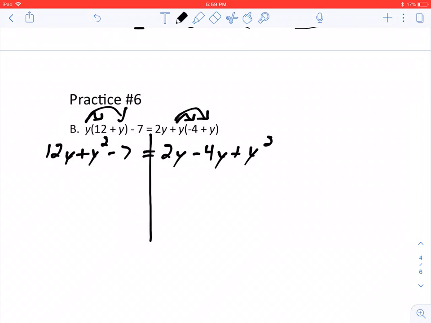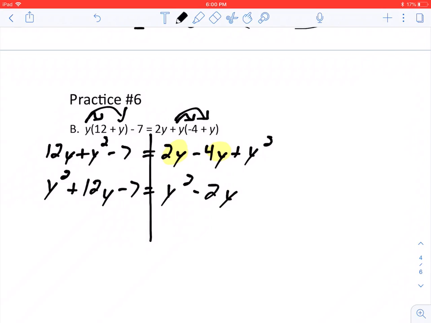Actually, looking at the right-hand side, you can also notice that there's a y and a y. So these two right here are like terms, so they're going to need to be simplified. Now on the left, I'm just going to organize this so it says y squared first, and then plus y, and then minus 7. And then on the right, we're going to have our y squared first, and then we're going to have 2y minus 4y, which is negative 2y. All right, now moving from there, the left-hand side is simplified. The right-hand side is simplified.